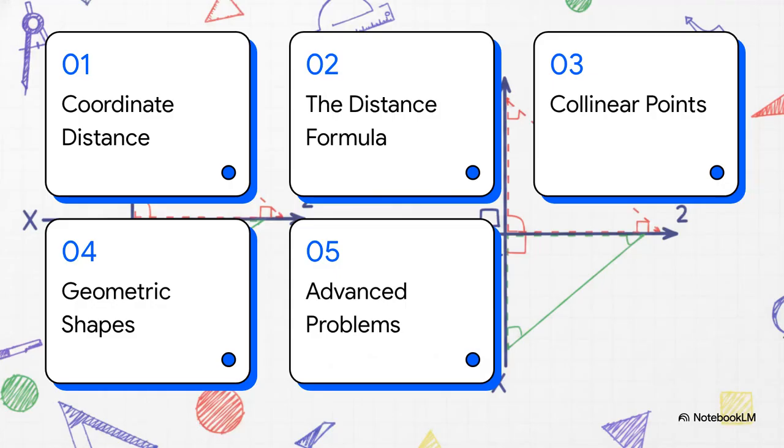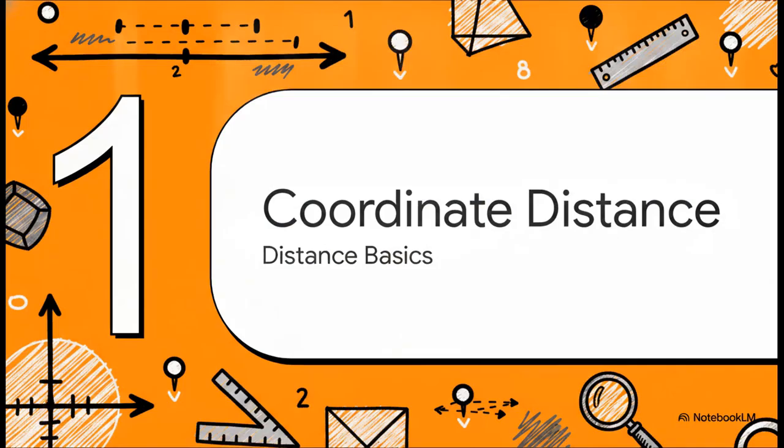Welcome, students, to today's explainer. We are going to break down coordinate geometry step by step. Our agenda today covers the basics of coordinate distance, the distance formula, checking for collinear points, identifying geometric shapes, and finally, some advanced distance problems. Let's dive right in. Section 1.